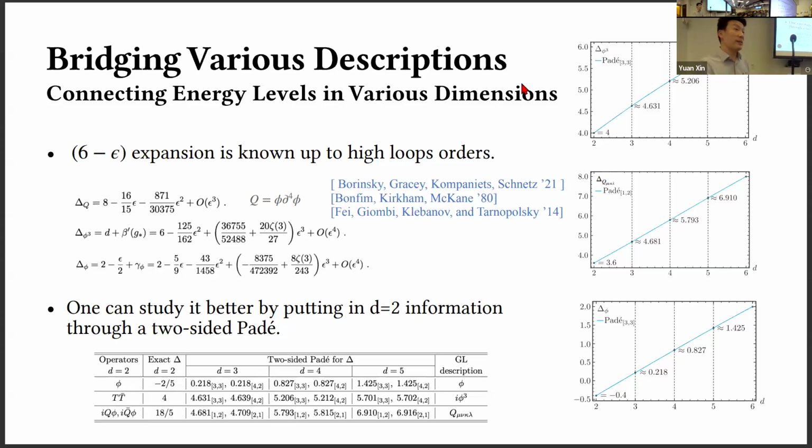And for the 6 minus epsilon expansion, nowadays we have, from many papers, the scaling dimensions of a lot of these leading or lowest operators to very high loop orders. And then what people do with the 6 minus epsilon expansion is study the Padé approximation, right? And here we study a modified version of the Padé approximation by fixing the scaling dimension in 2 space-time dimensions, because there we know the exact answer.